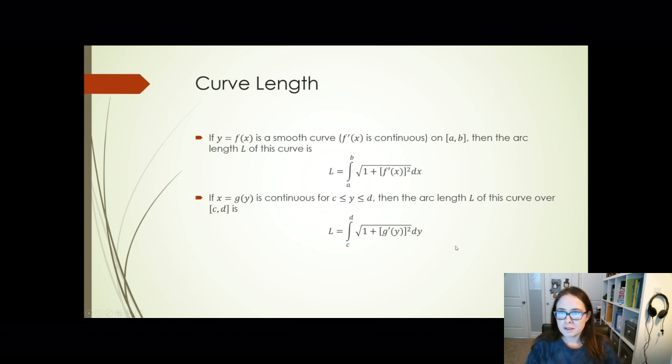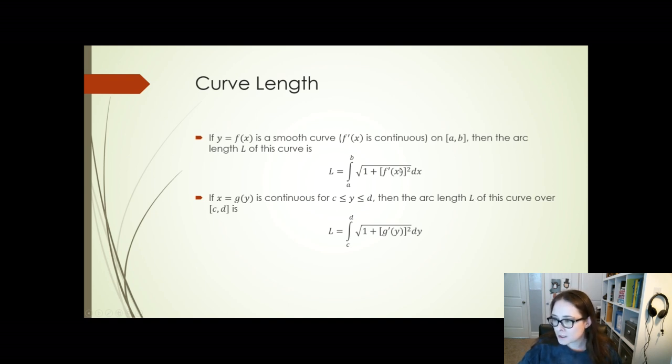So let's start with curve length. This is the length of a curve, also known as arc length. It has a lot of different names. Here's the formula, though. The requirement for this is that f of x has to be a smooth curve, meaning that its derivative is continuous on our interval from a to b. And then I get this formula here.